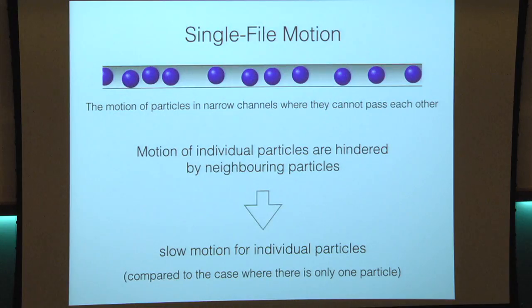Now I take the same channel and I put many particles. The property is that they cannot cross each other. These are hardcore particles. Then you can imagine that if I just look at the motion of one particle, the motion of that particle will be slow. We all experience this, for example, if I just come out of a movie theater, there are people in front of us and behind us, and our motion depends on the density, and if the density is high, our individual motion becomes slow. So there's a slow motion for the individual particle, and we want to know the characteristics of this slow motion.